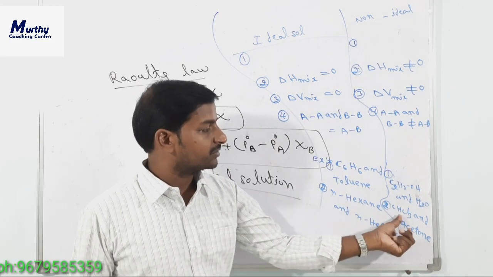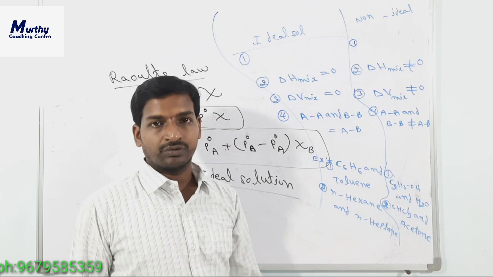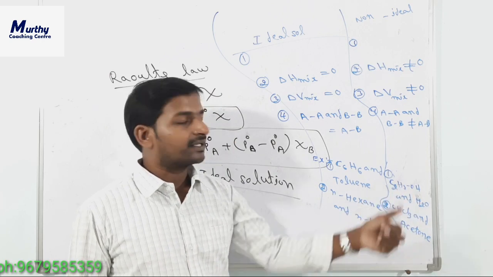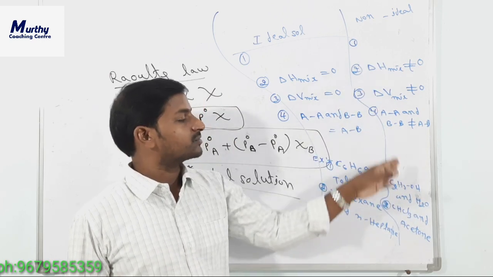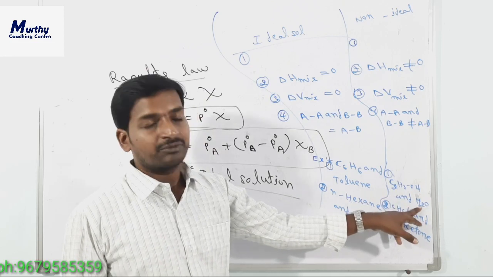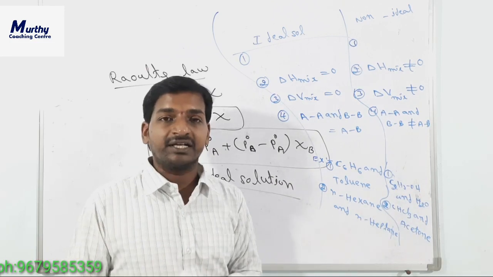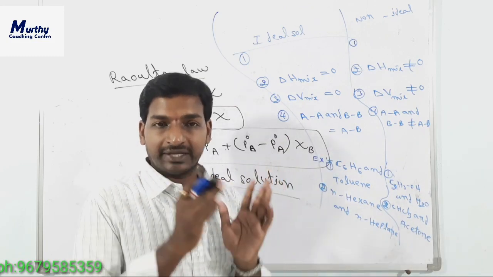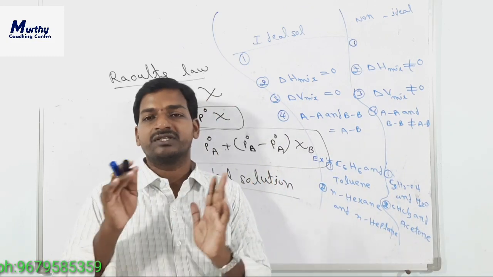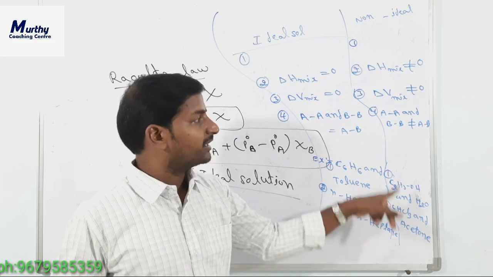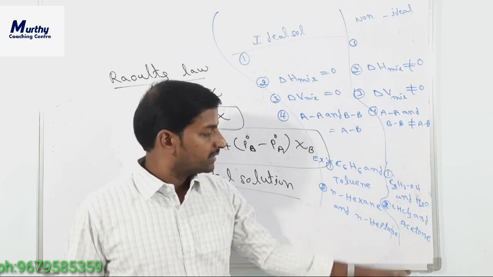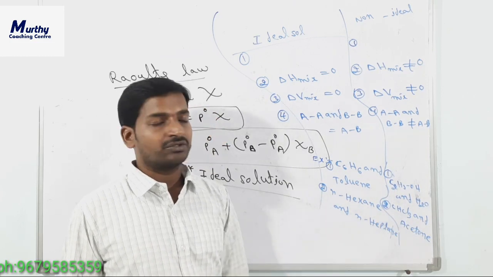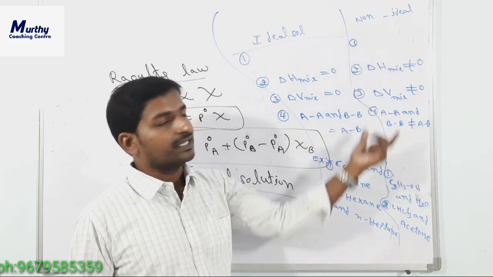Non-ideal solution condition: chloroform and acetone, ethyl alcohol and water. That is a non-ideal solution because the structure and polarity of ethyl alcohol and water are different. If the structure and polarity are similar, ideal solution. If the structure and polarity are dissimilar, then we can say non-ideal solution. Chloroform and acetone is another example for non-ideal solution.